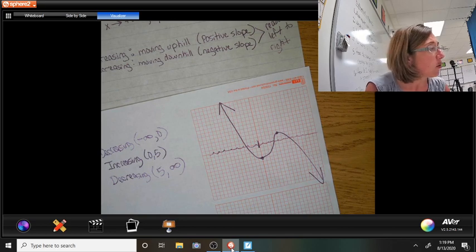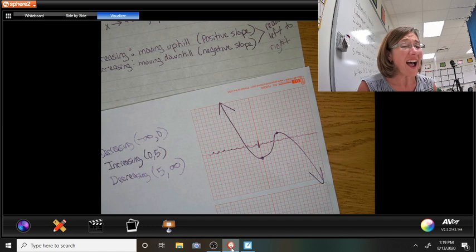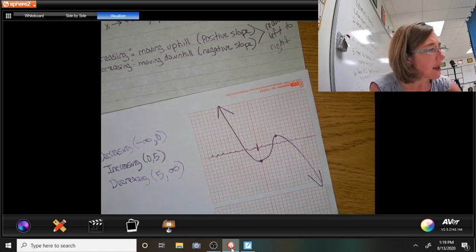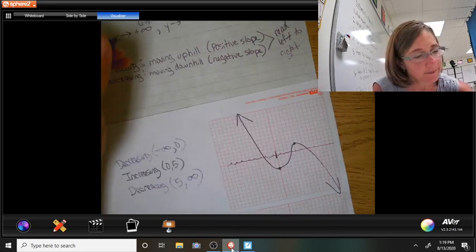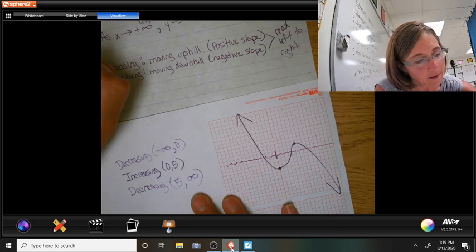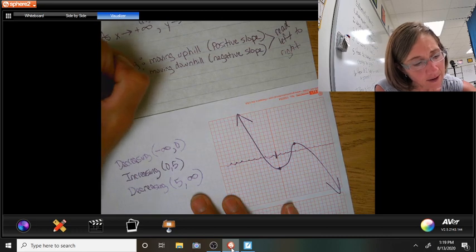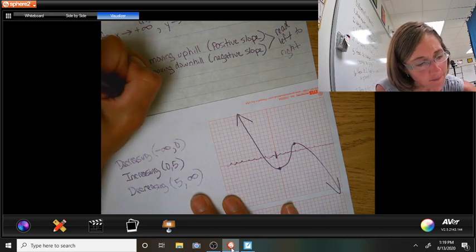Also, we will look at how high does it go and how low does it go. So there's some words with this. We have absolute maximum or minimum.